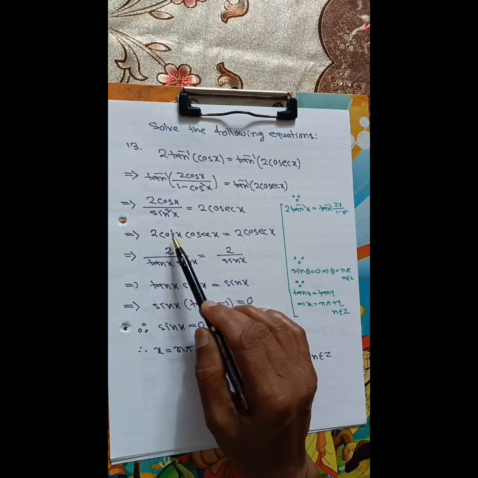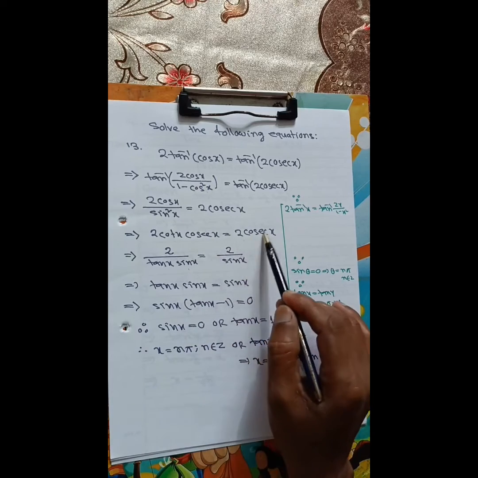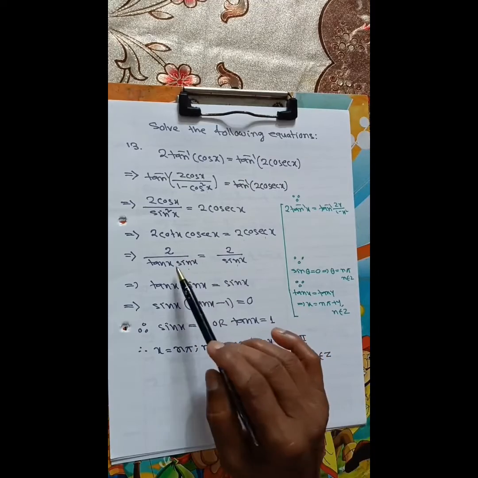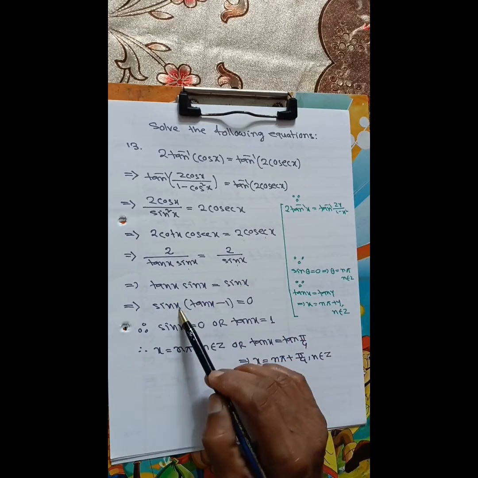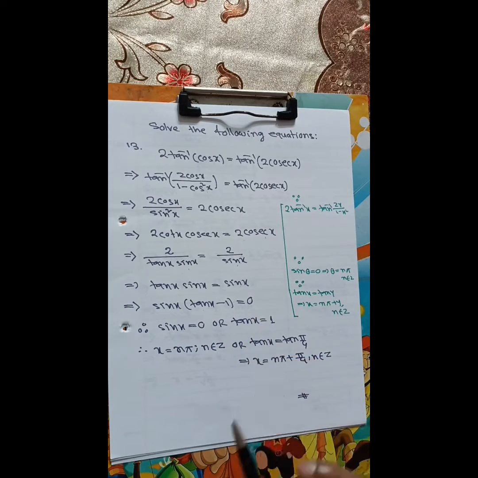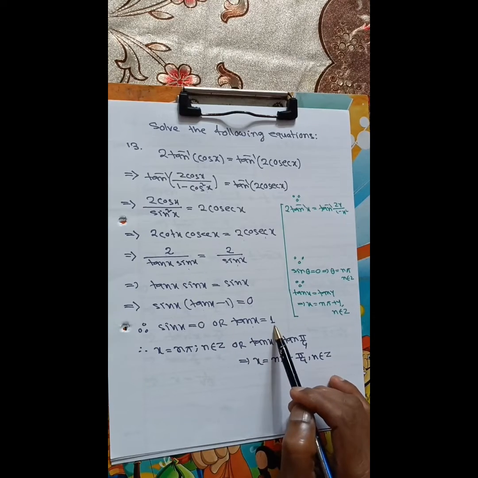Then 2 cos x equals 1 by tan x, and cosec x equals 1 by sin x, so 2 cosec x equals 2 by sin x. Then the 2 goes out, therefore this equals this. Taking sin x common, we get tan x minus 1 equal to 0. After solving, we get sin x is equal to 0 or tan x is equal to 1.